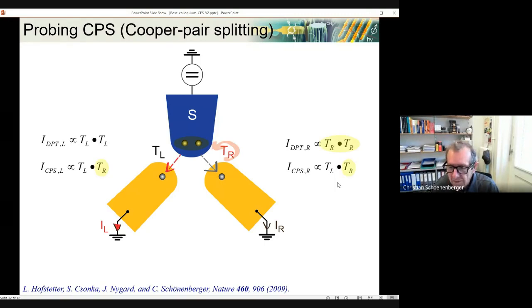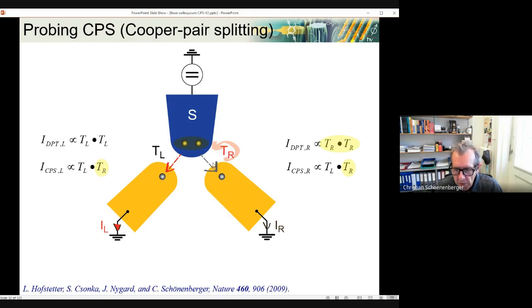And now what you can do, let's say you do the following: you measure the current in the left arm. You apply a small bias on the superconductor, you measure the current here on the left arm, but you tune the transparency, the probability, on the right arm. And now you ask the question, is this current dependent on this right transmission probability? And you see the direct term is not dependent because it only depends on T_L. But the split current depends on the transmission probability on the right. So it shows a correlation.